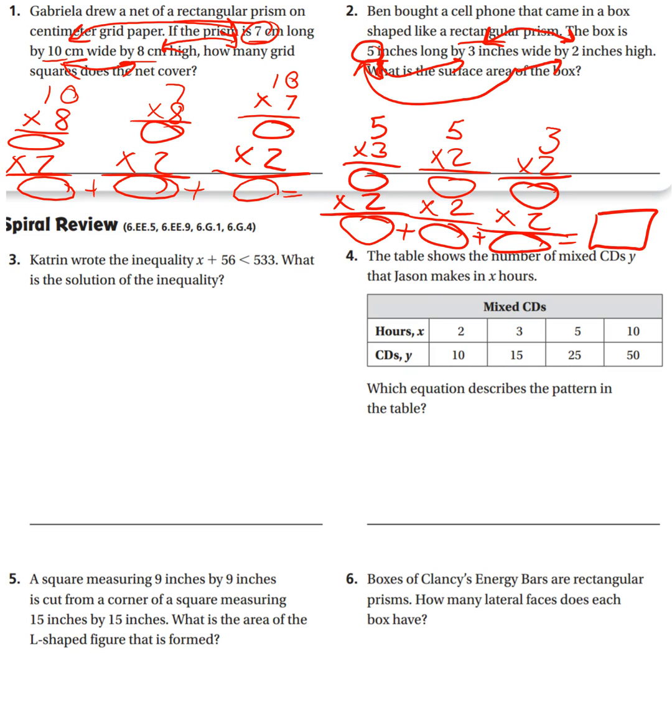All right, number 3. Katrin wrote the inequality x plus 56 is less than 533. What is the solution of the inequality? So we have x plus 56 is less than 533. Okay, so on this one we just do the opposite. So we want to get this x by itself, similarly to how we solve a regular equation. So we do the inverse operation. The opposite of addition is subtraction. So we take 56 away from this side of the inequality. And if we do that, we have to take 56 away from this side of the inequality.